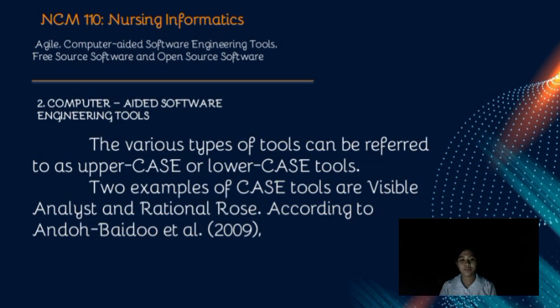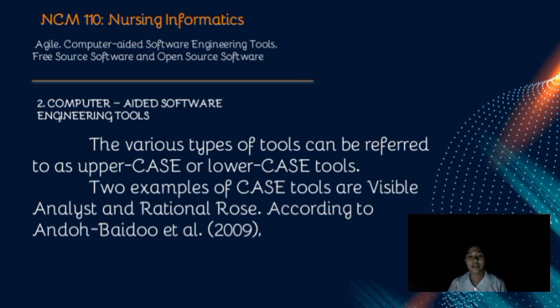The various types of tools can be referred to as uppercase or lowercase tools. The uppercase tools support the analysis and design phases, whereas the lowercase tools support implementation. Two examples of CASE tools are Visible Analyst and Rational Rose. Visible Analyst supports structured and object-oriented design, while Rational Rose can support complete code for C++ and Java.